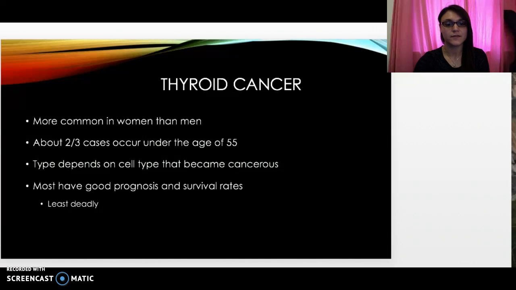Thyroid cancer is far more common among women than men or even youth, and about two-thirds of the cases occur in people under the age of 55. Different types of thyroid cancers depend upon the specific cell type within the thyroid that has become cancerous. In most cases, thyroid cancer has a good prognosis and high survival rates, especially when diagnosed in early stages. A lump or swelling in the gland is the most common sign, but only about 5% of thyroid nodules are malignant.